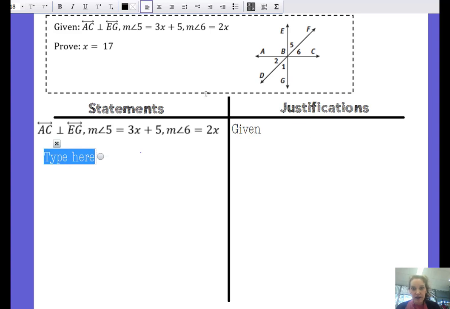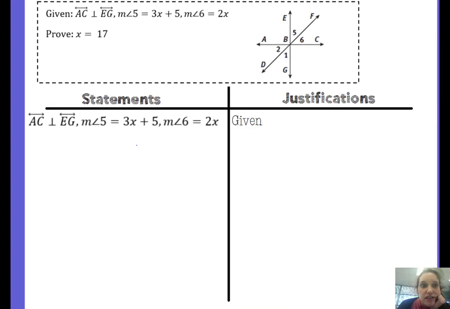So I know in the given that line AC and line EG are going to be perpendicular. And then it also talks about angle 5 and angle 6 in the given. So again, we are giving you things in the given for a purpose. We're trying to direct you down a specific route.